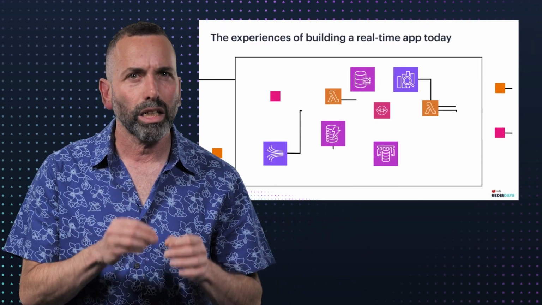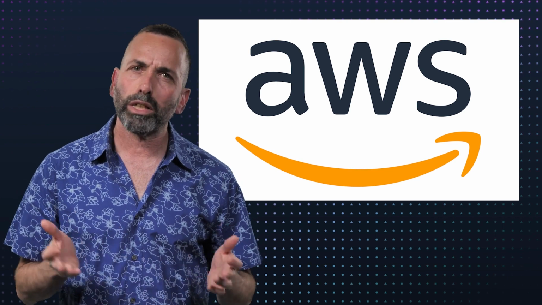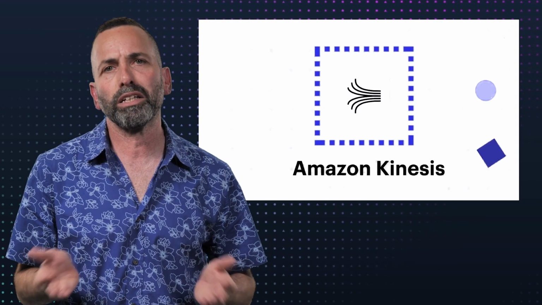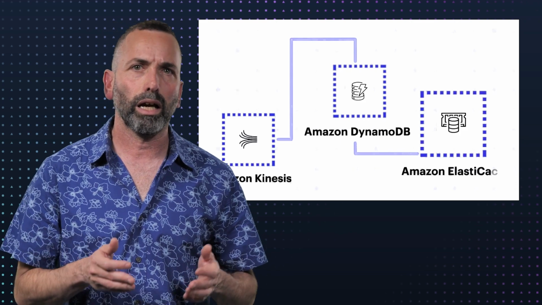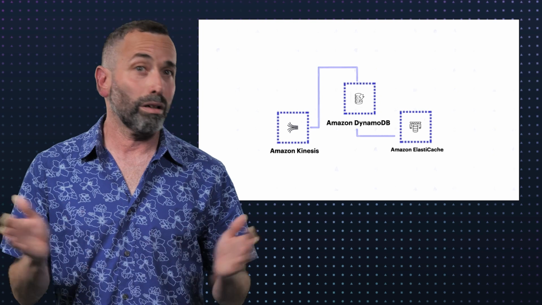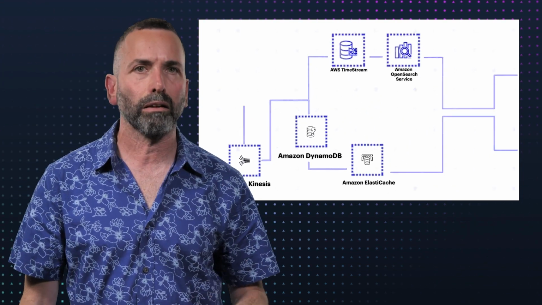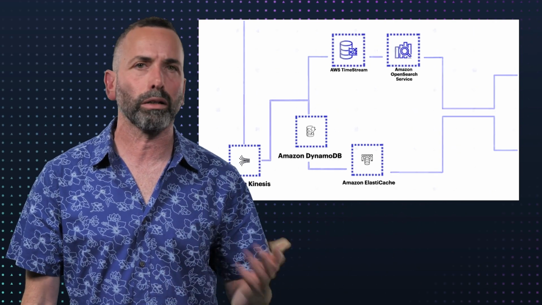So today, if you're a developer and would like to build such a real-time app, let's say on AWS, what would this look like? You would need to use a combination of a number of different services. You may want Kinesis to collect data, DynamoDB to persist that data, and ElastiCache to quickly access frequently used data. And that's not all. You may want something like Timestream for backend analytics, OpenSearch for searching, and the list can go on and on and on.